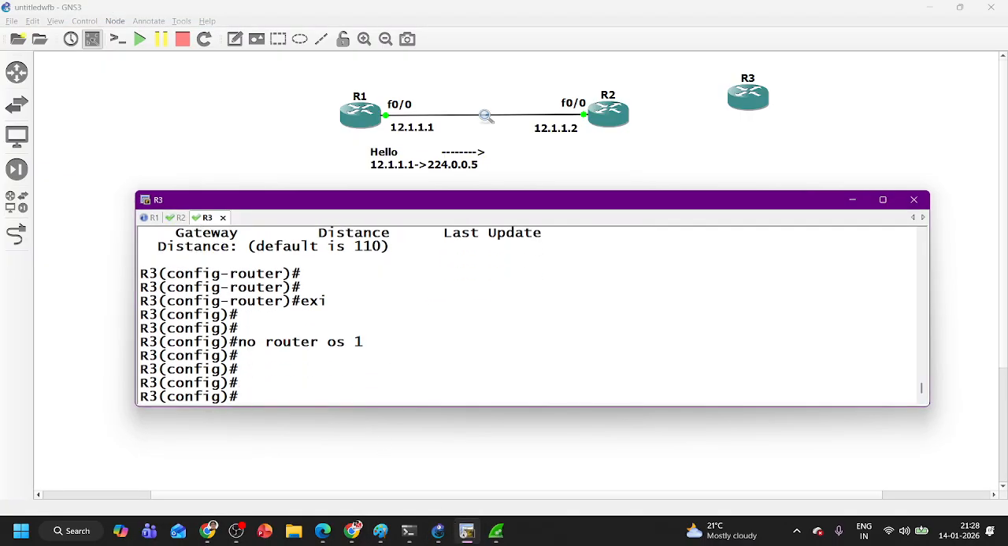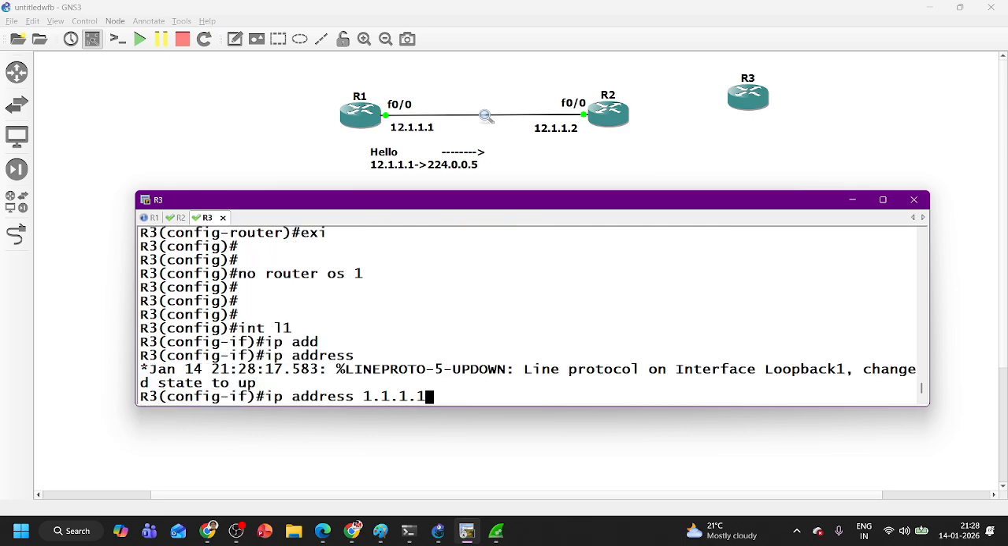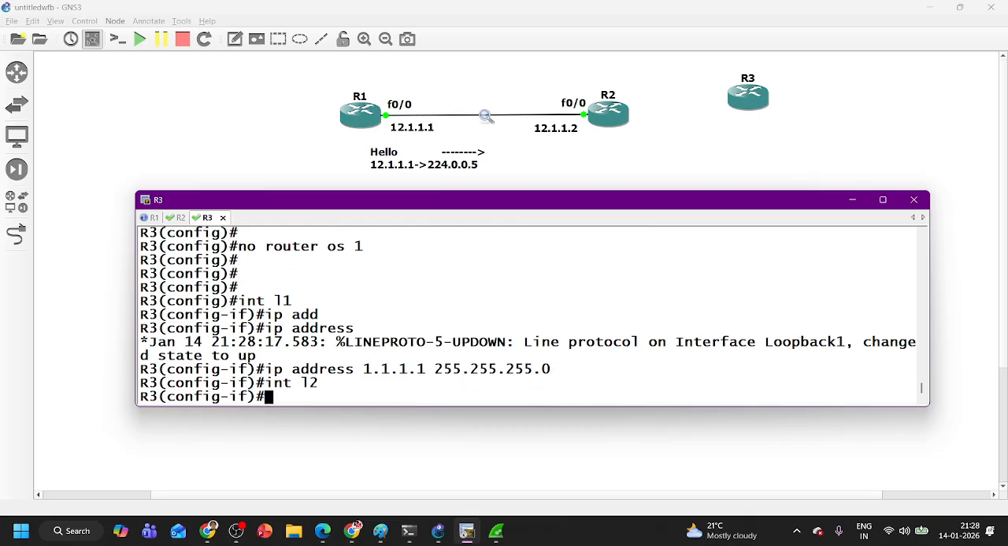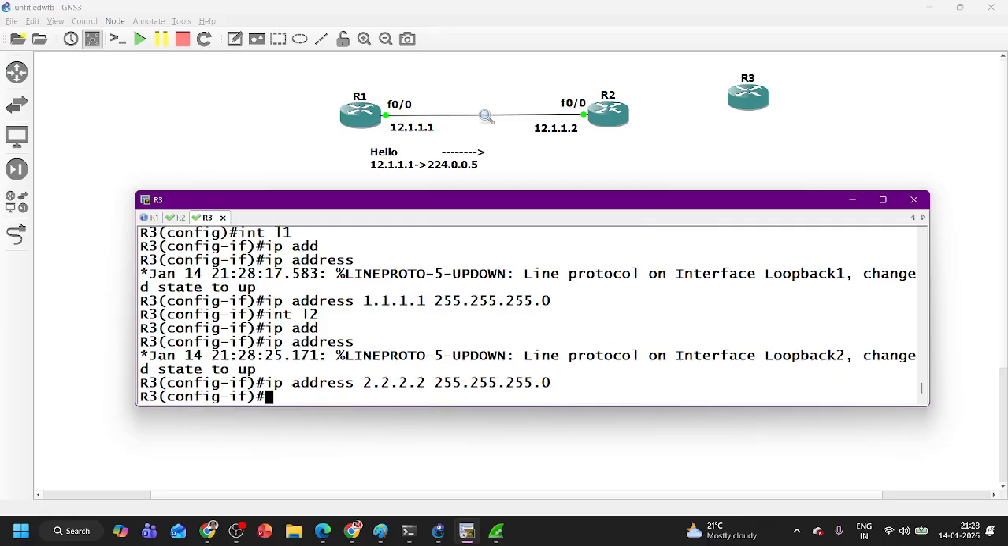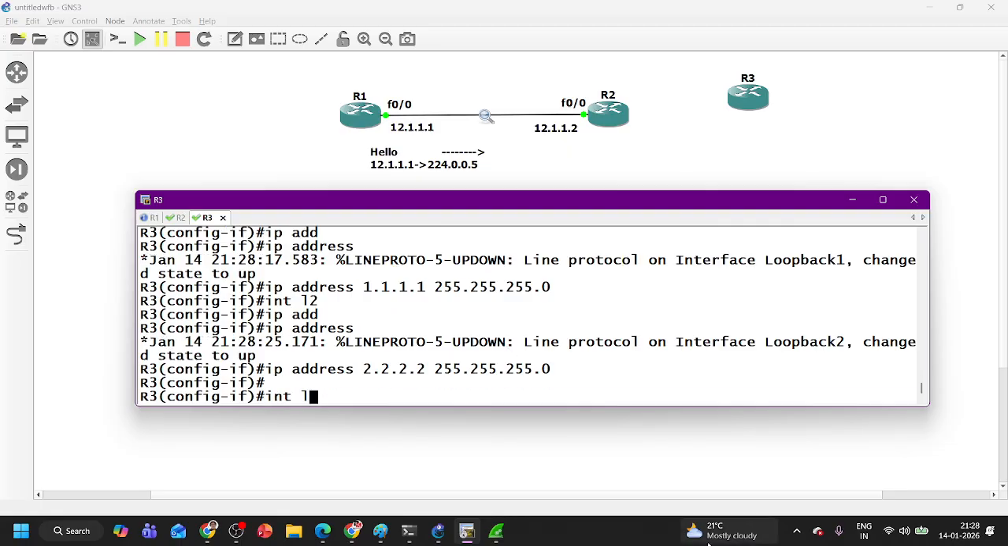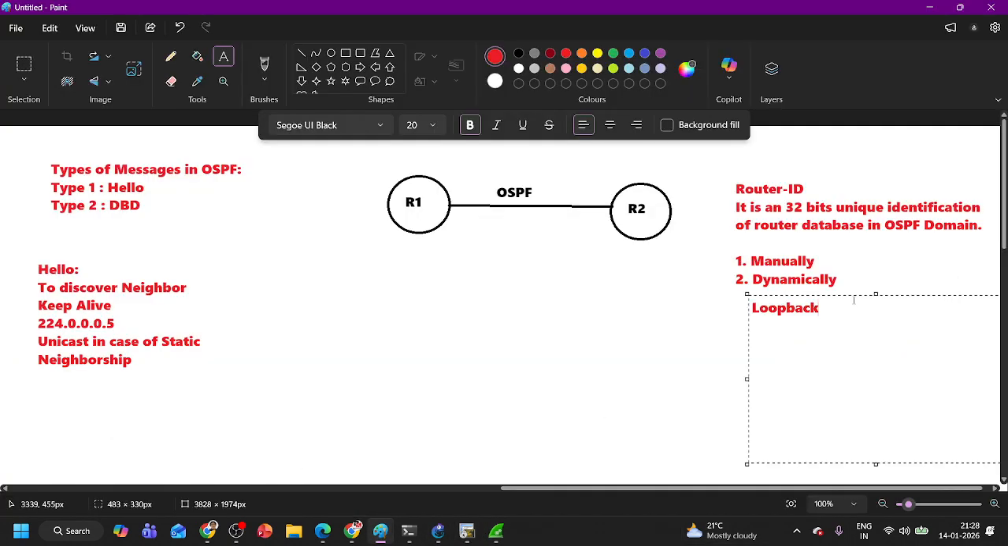What if multiple loopbacks exist on my router? Interface loopback 1, IP address 1.1.1.1, 255.255.255.0. Interface loopback 2, IP address 2.2.2.2 and 255.255.255.0. In that case, when we have multiple loopbacks, the highest loopback IP address will become the router ID. Correct. Absolutely right. So here I can say in dynamic, highest loopback IP.